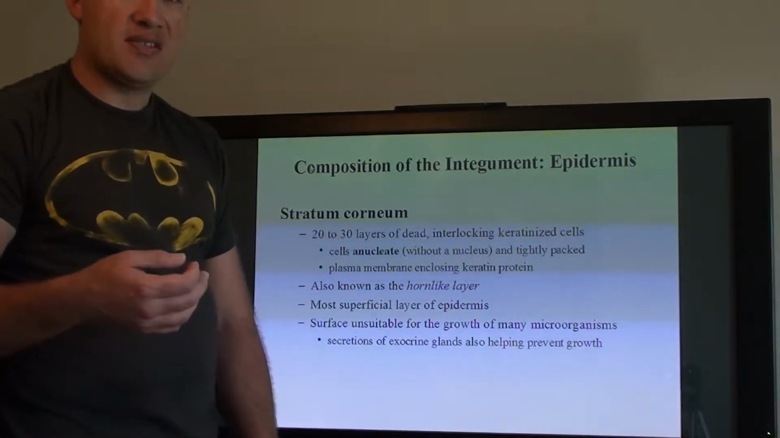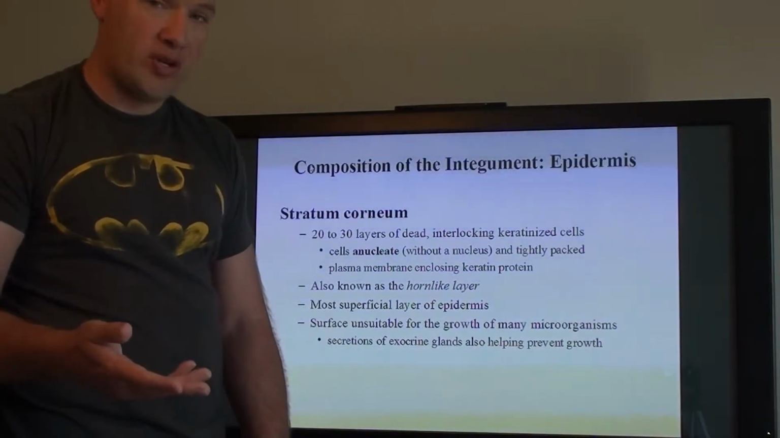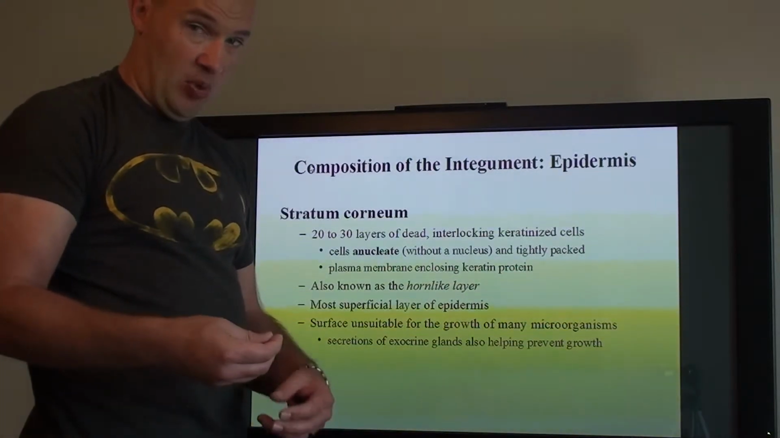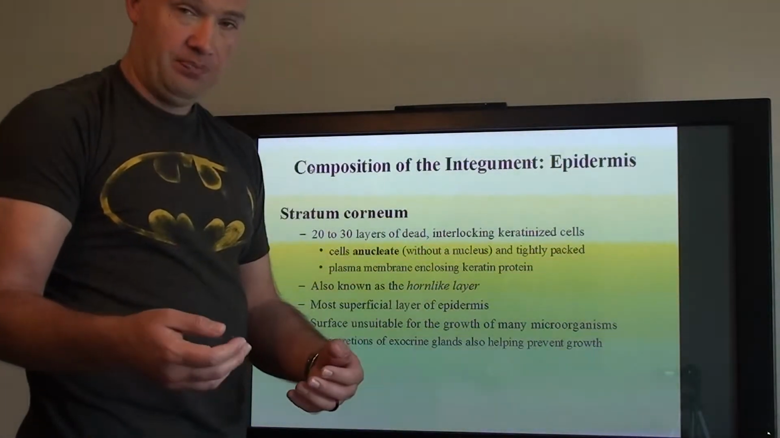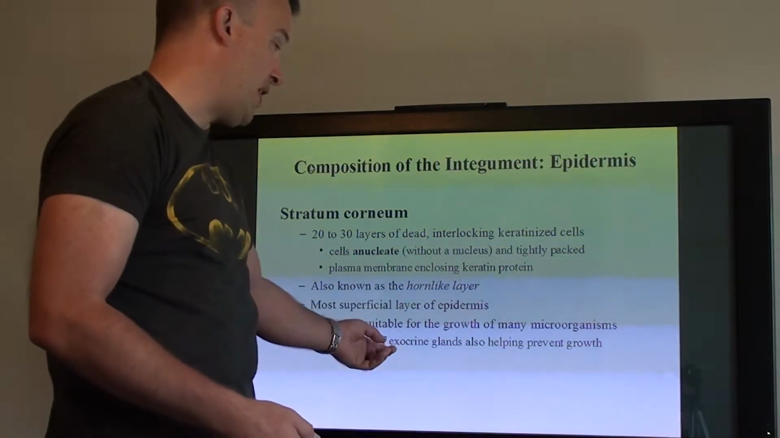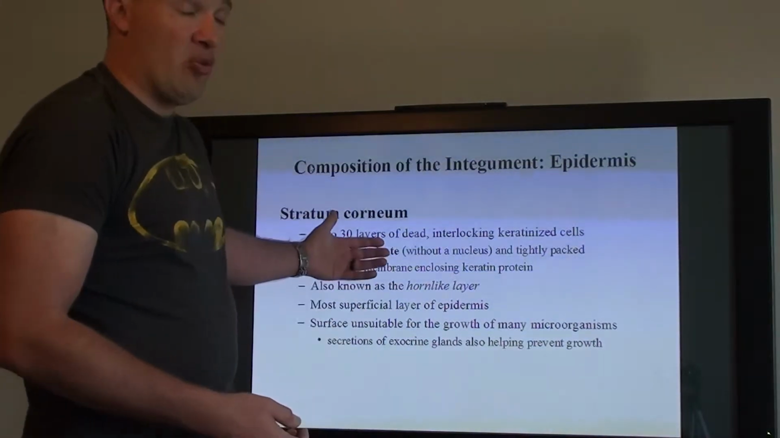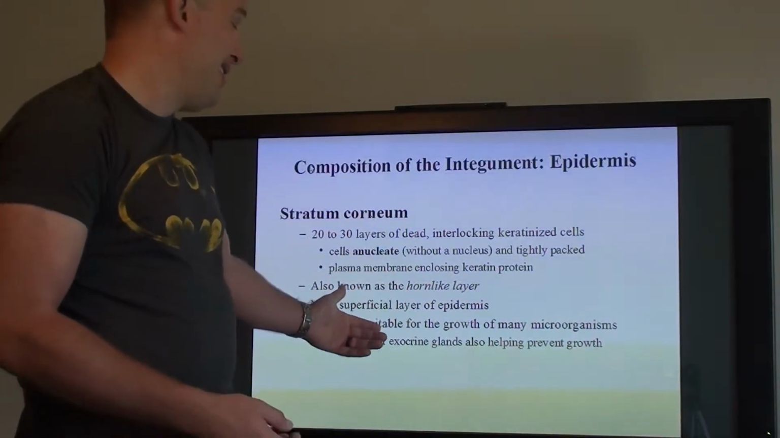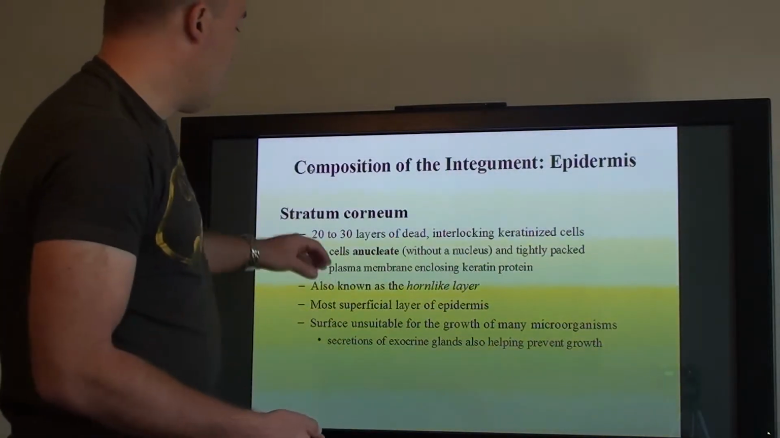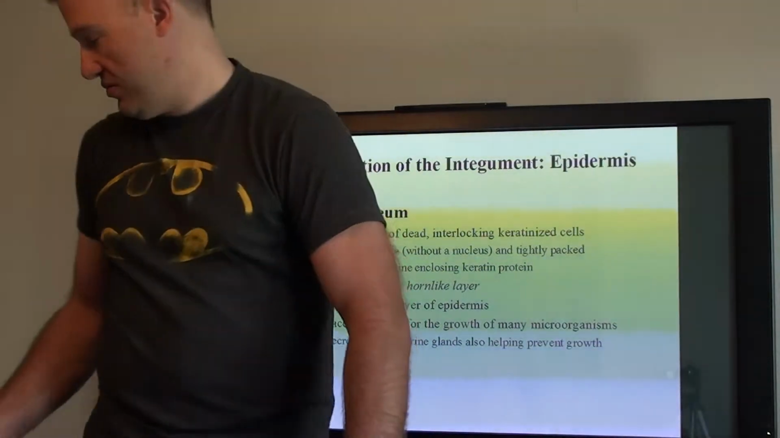Realize that this makes the surface of the skin very unsuitable for a lot of microorganisms to grow, not all of them. I mean, it's beyond the scope of this class, but we have a population of bacteria that grows in our skin that's supposed to be there, that also helps prevent invaders. But realize that this surface, where we don't have living cells, where we've got cells packed with keratin, is pretty unsuitable for a lot of organisms to grow in. This is the most superficial layer right here. It's also the thickest.